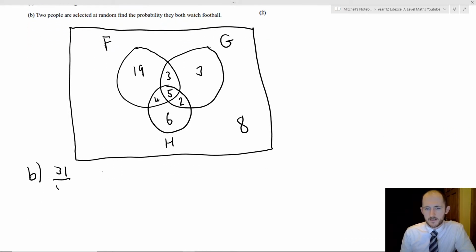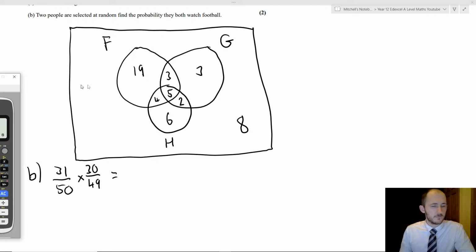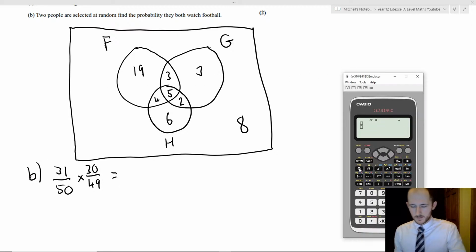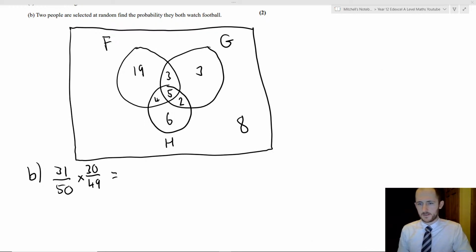So 31 over 50. And then another person that watches it? Well, it has to be a different person, right? You can't select the same person twice. So you have to subtract 1 from the top number and 1 from the overall. So 31 over 50. And that gives you how many? Actually, we'll leave it as a fraction just to make it a bit easier. 93 over 245. Like that.